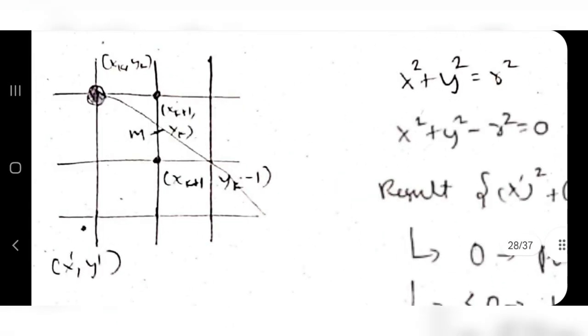Now if you observe carefully, if you have to plot the pixels, which pixels will we be plotting? In the first quadrant, the x value will be incrementing. We are starting from here, the next value of x will become this one, and the next value will become this one.